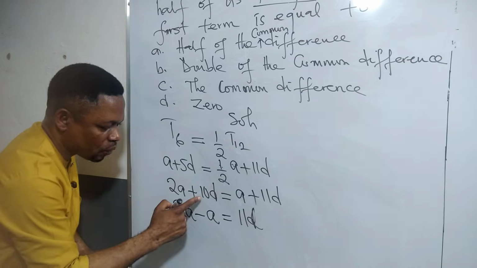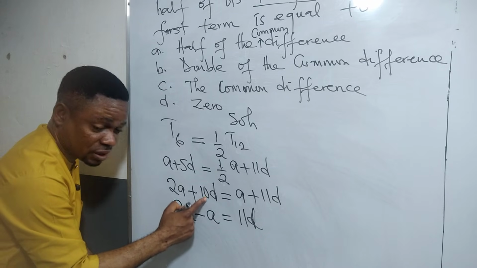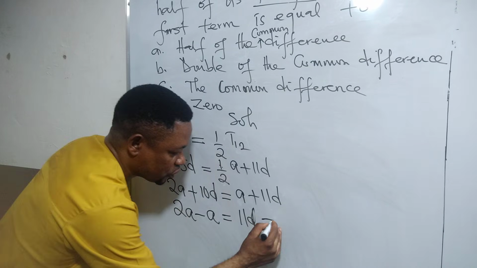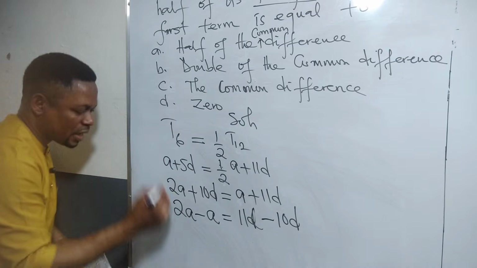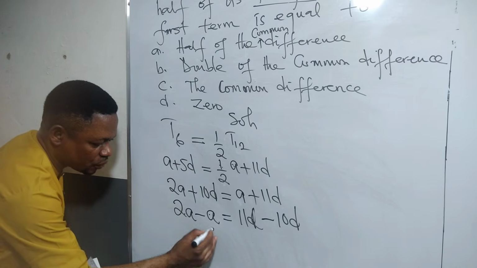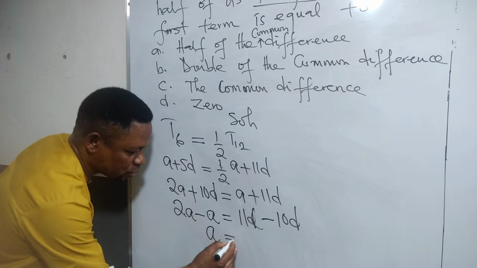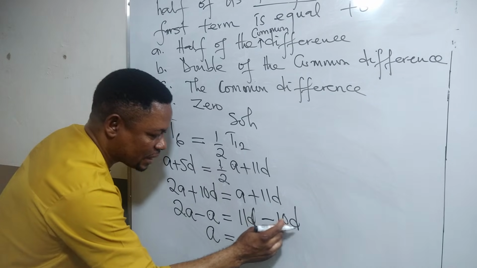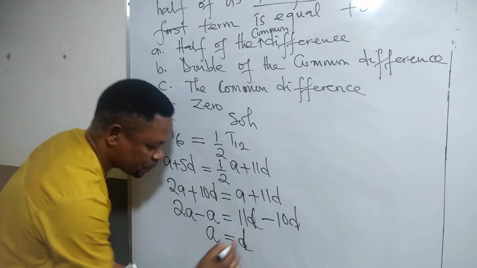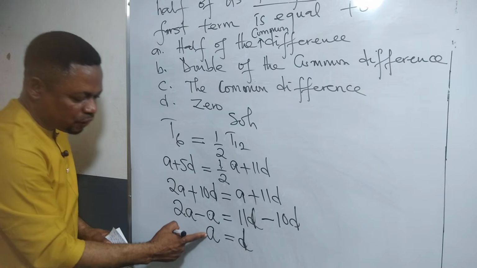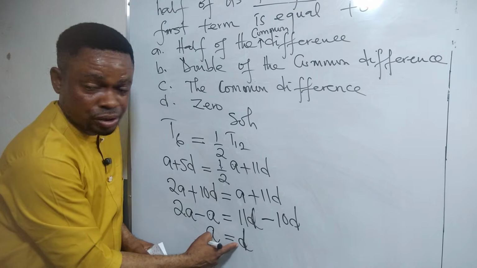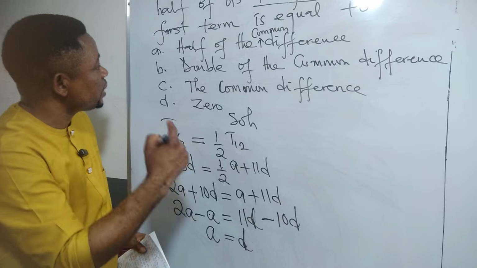Are you with me? Then what are we removing here is 10D. Plus 10D moving this way gives you minus 10D. Then 2A minus A will give you A. Then equal to 11D minus 10D will give you D. Can you observe this? That the first term is equal to the common difference.